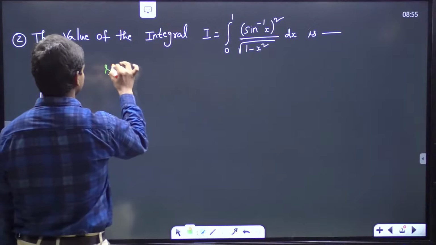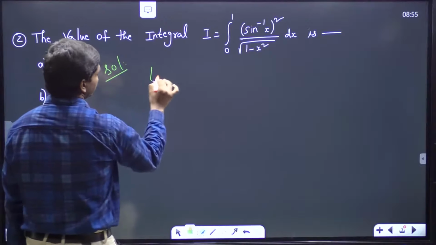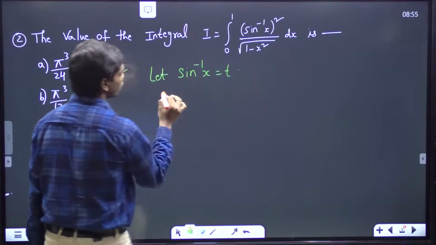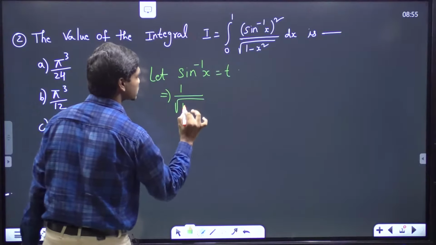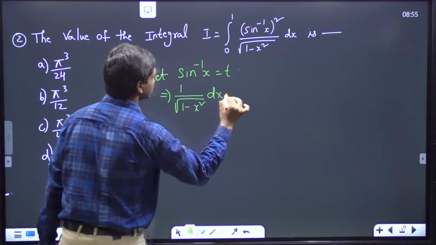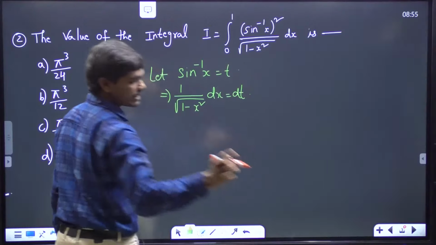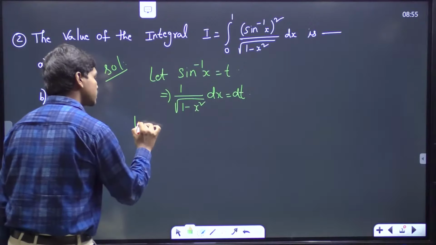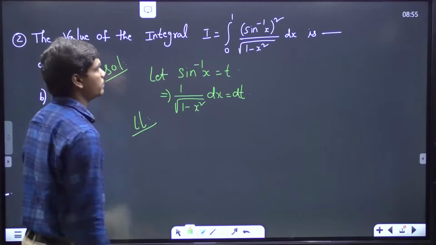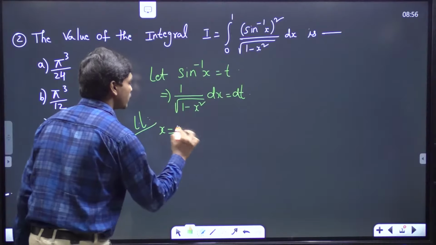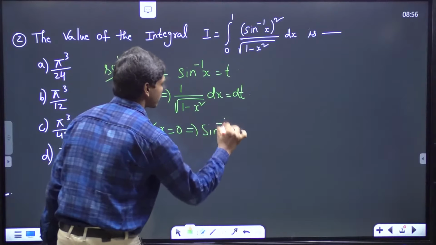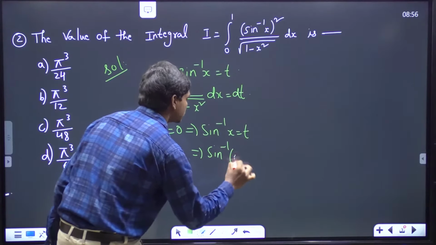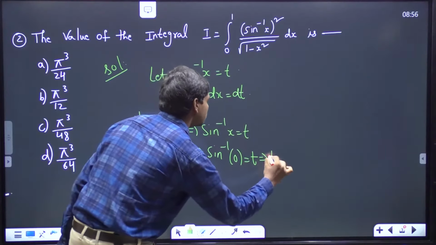So solution. Let sine inverse x is equal to t. Then what about 1 by root of 1 minus x square dx? This is dt. In definite integrals, if you are substituting something, definitely you should change the limits, correct? So let us change the limits. First of all, I am changing the lower limit. We have x is equal to 0. This implies sine inverse of x is equal to t. So this implies sine inverse of 0 is equal to t. So t is equal to 0.